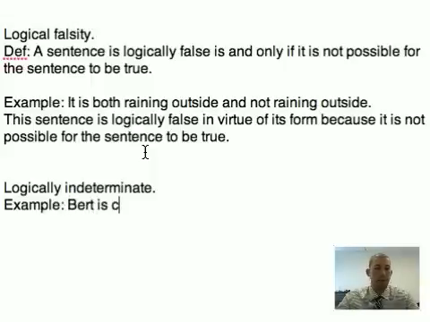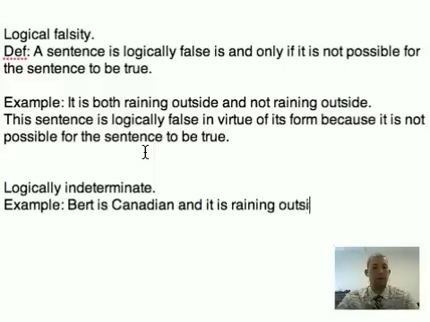Bert is Canadian, and it is raining outside. This sentence is logically indeterminate, right? The sentence might be true or it might be false, but it is neither logically true nor logically false. In other words, there's nothing about the form of the sentence that makes it true or false. All we know is that the form of the sentence isn't of the kind where it has to be logically true or logically false.